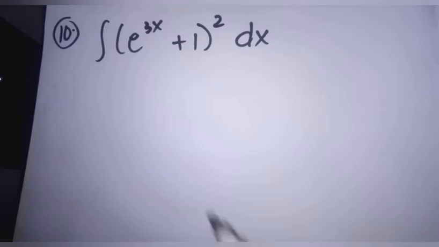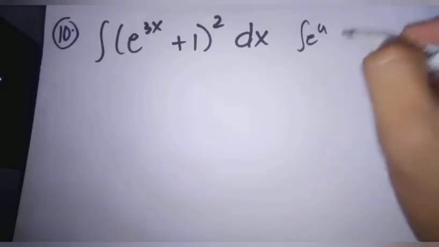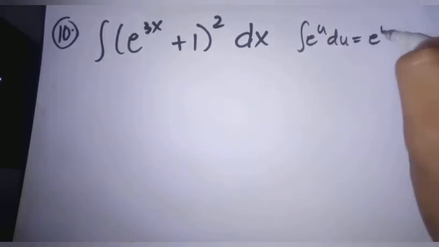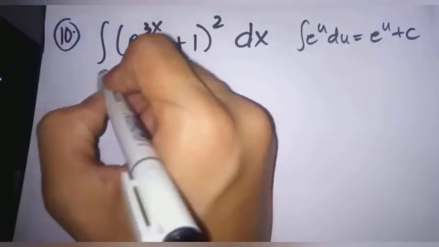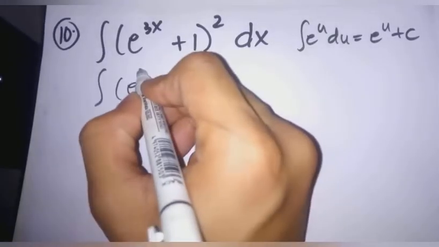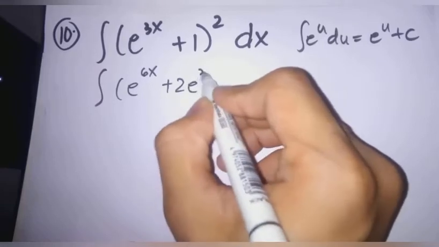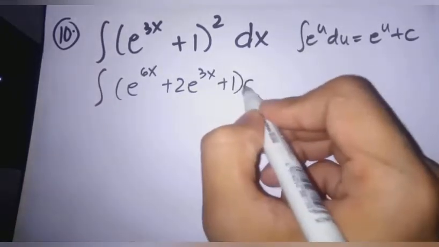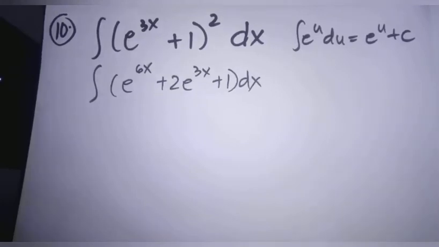So, another guidelines again. So, dito na ako maglalagay ng guidelines. Integral of e raised to u du is equals to e raised to u plus c. Yan yung first guidelines natin. So, ngayon, para ma-integrate natin siya, unahin natin muna siyang i-expand kasi nga may squared. So, that is e raised to 6x plus 2 e raised to 3x plus 1 dx. Ngayon, we can now integrate this by parts and also by u substitution.